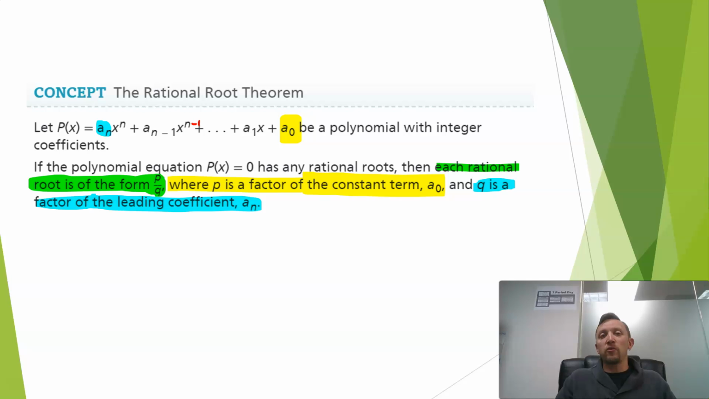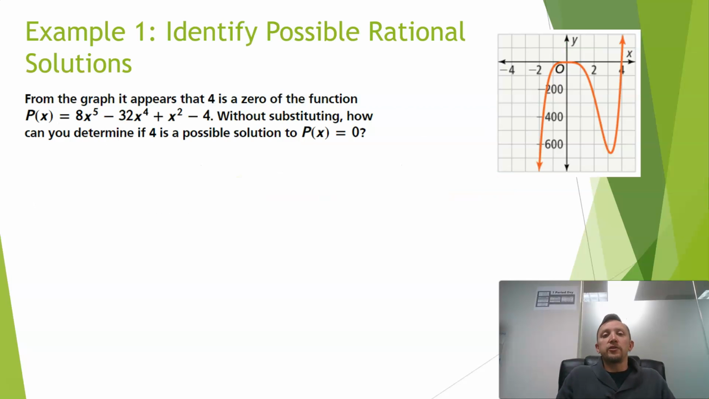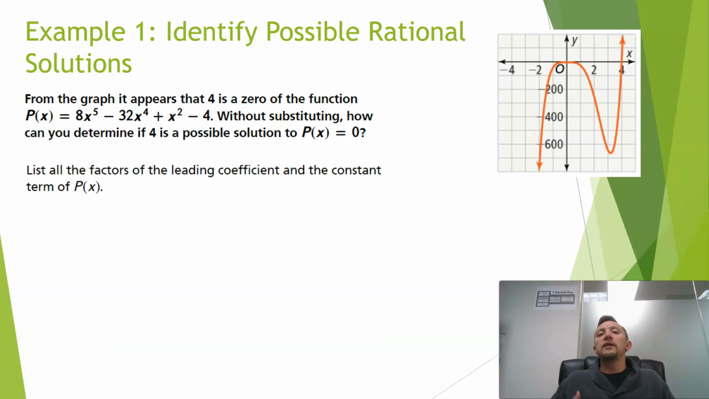So right now that doesn't make a whole lot of sense. Let's look at an example to make more sense of this. So let's look at this scenario. Here we have 8x to the fifth minus 32x to the fourth plus x squared minus 4. Without substituting, how can you determine if 4 is a possible solution to that function? Where if you put 4 in there, you'd get 0 as your answer. So we don't actually want to substitute it in. Now, we could look at the graph and we could see from the graph that it looks like it might be 4. But we can use the rational root theorem to actually determine if 4 is a root.